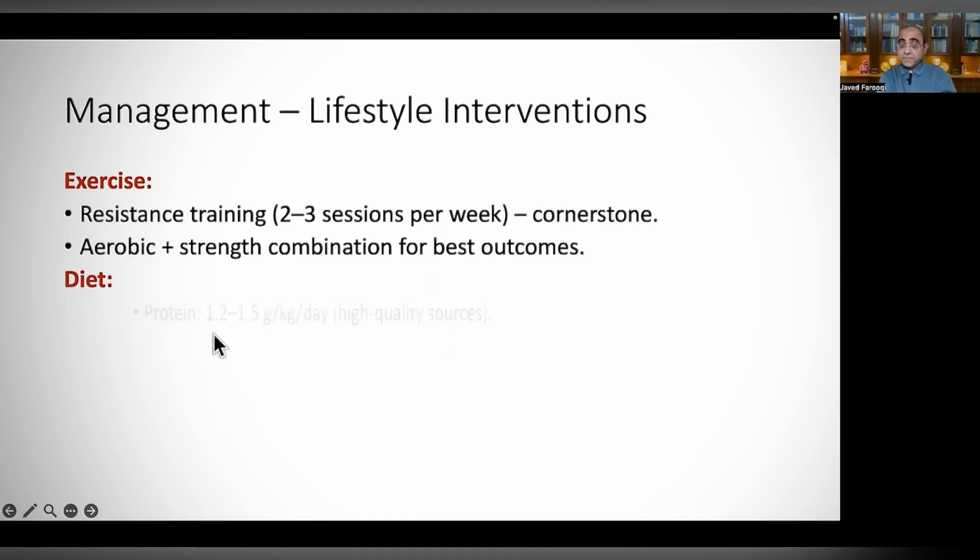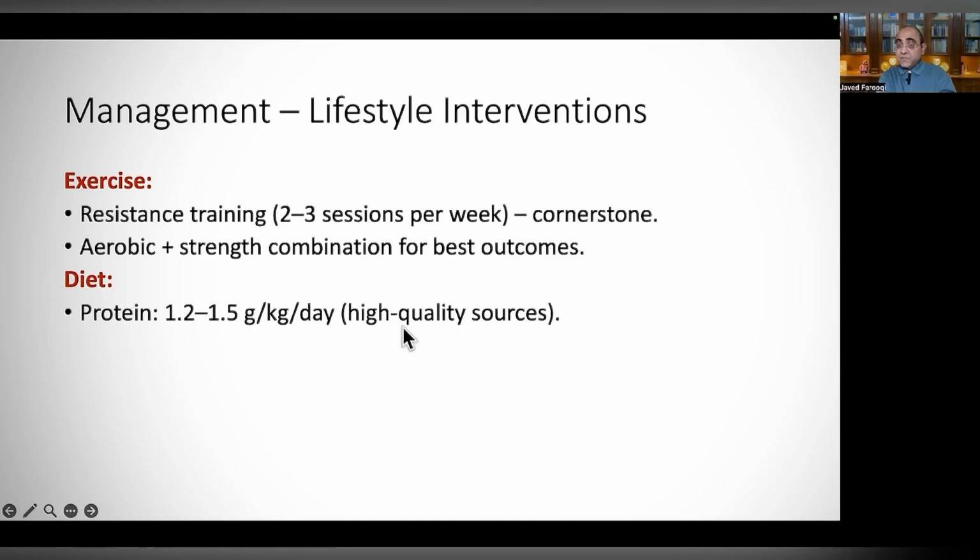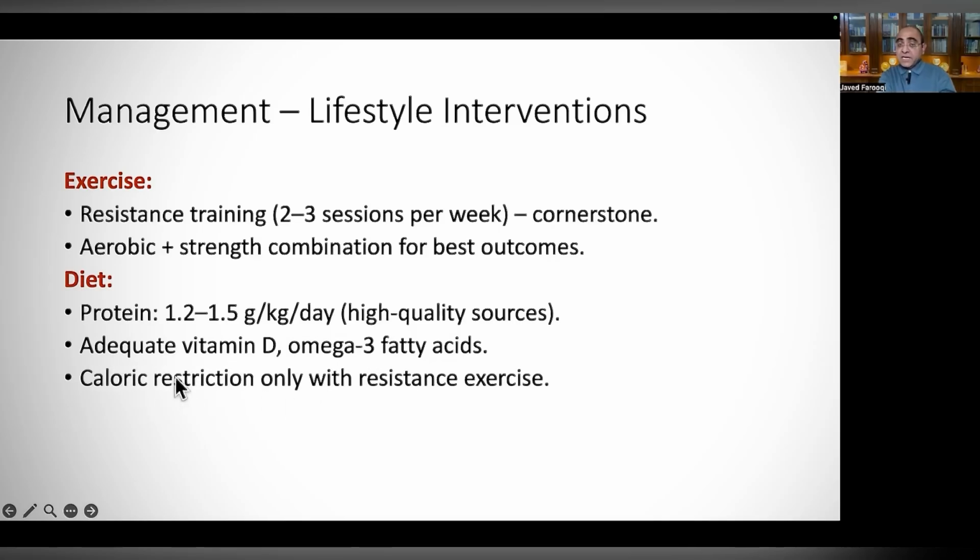Diet is very important. Ensure a daily intake of protein of 1.2 to 1.5 grams per kg per day, and this protein should be of high quality source. Adequate vitamin D and omega-3 fatty acids are very, very important. Similarly, caloric restriction only with resistance exercise, because you have to take care of the obesity as well, but at the same time, you need to improve the muscle mass.